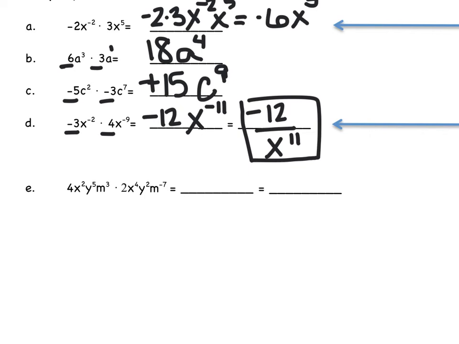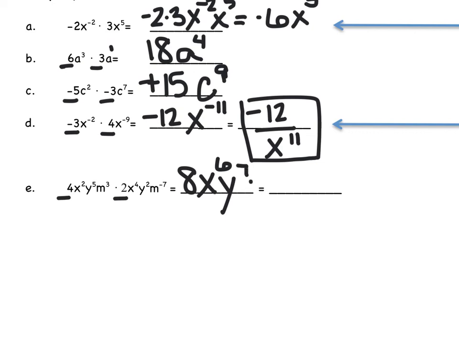In part E, okay, we're going to do the same thing, except now we have several parts. So start with your numbers. We've got 4 and 2. So if we multiply those, we get 8. 4 times 2 is 8. We have 3 bases. We have an x. Okay, we can add our exponents. 2 plus 4 is 6. We can add the exponents for our y's. 5 plus 2 is 7.